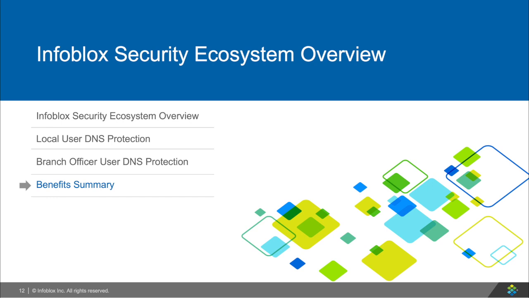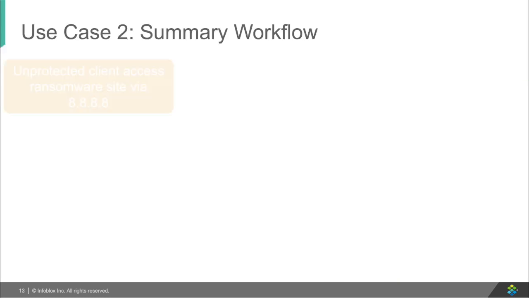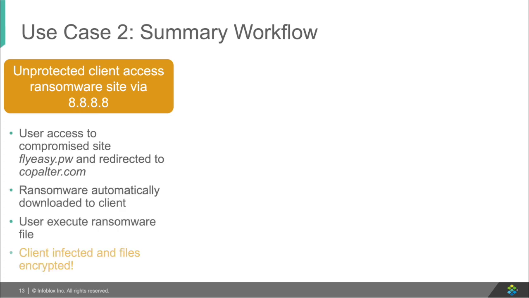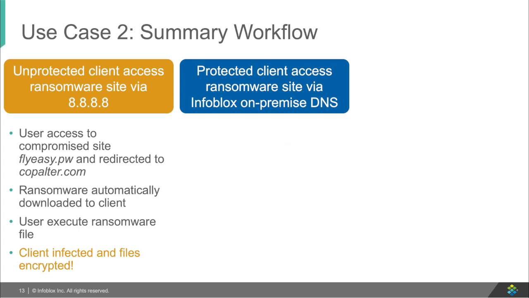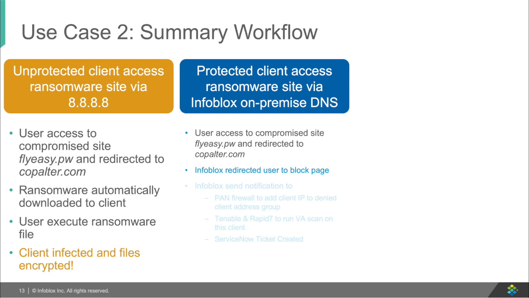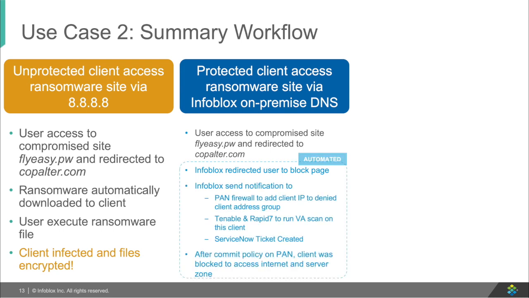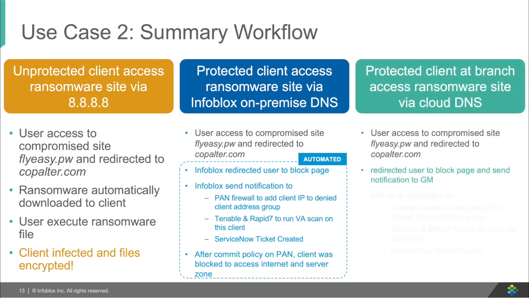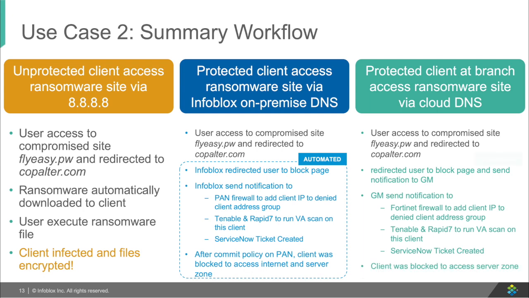Now let's walk through what we just saw. First, we had an unprotected user access the malicious site and saw that their files were encrypted. Then, with Infoblox's local DNS firewall, we saw that we were able to redirect the protected user and kick off the ecosystem to block access to that user, scan the user, and create a ticket about what just happened. Then, with Infoblox's cloud DNS firewall, we saw the exact same thing, showing that we can protect users both on-premise or remotely by redirecting them and then triggering Infoblox's ecosystem to automate the security to protect the users and the assets.